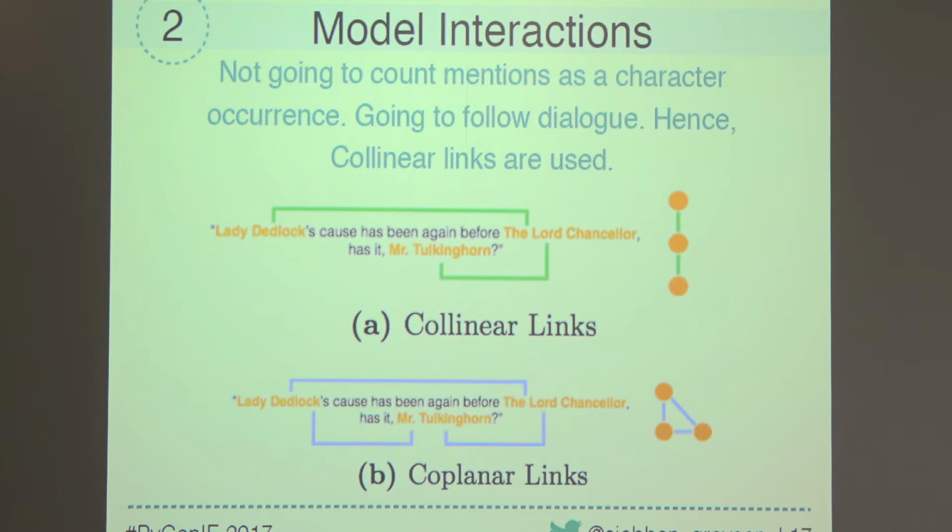So I'm not connecting them all entirely. This is what we call a coplanar interaction, and it's very suitable for dialogue interactions. If you want to take interactions that are not just dialogue, and in the case of novels you probably do, because a lot of the time you'll have chapters where characters say nothing but do a lot of things, you might want to go for something between collinear and coplanar. But because I'm dealing with scripts, where most of it is the characters talking to each other, I went with coplanar or collinear.